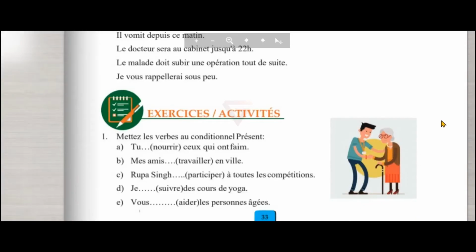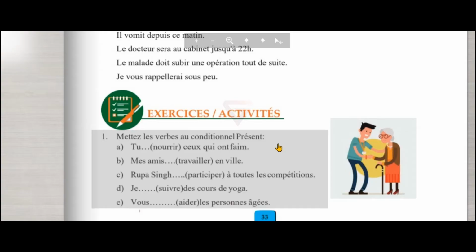Good day, students. Today, let's discuss the answers of Lesson 4, Chic 12 Standard French book. So the first exercise, they want you to put the verbs in the present conditional tense. So first of all, you should know how the present conditional is formed.